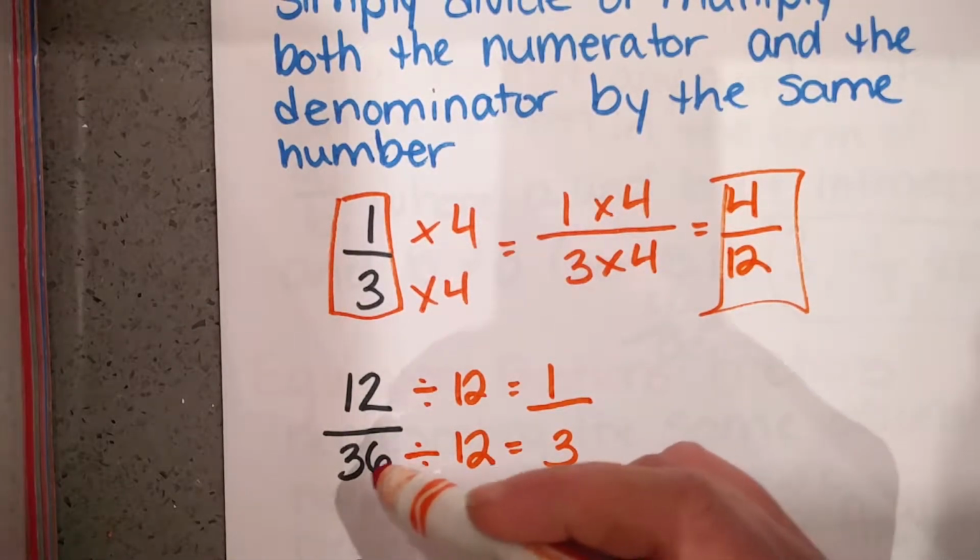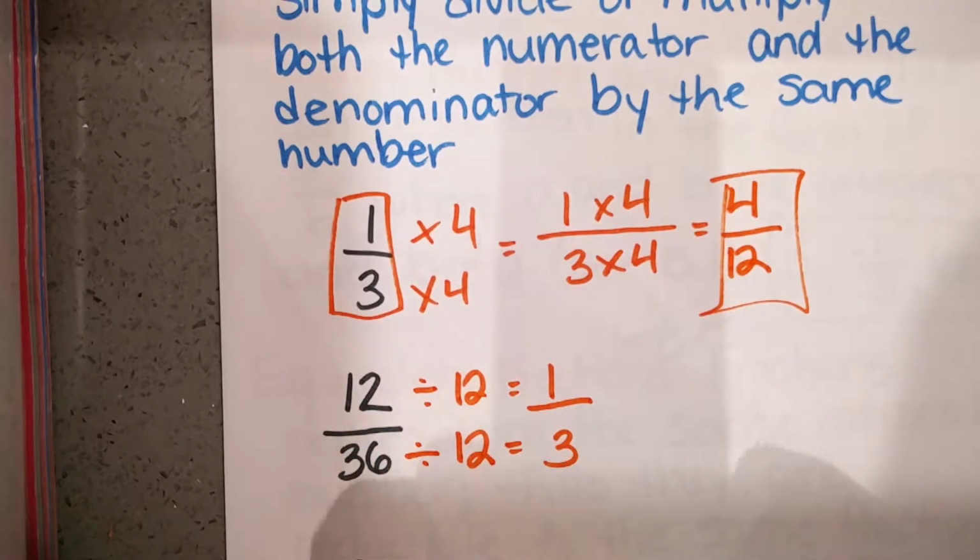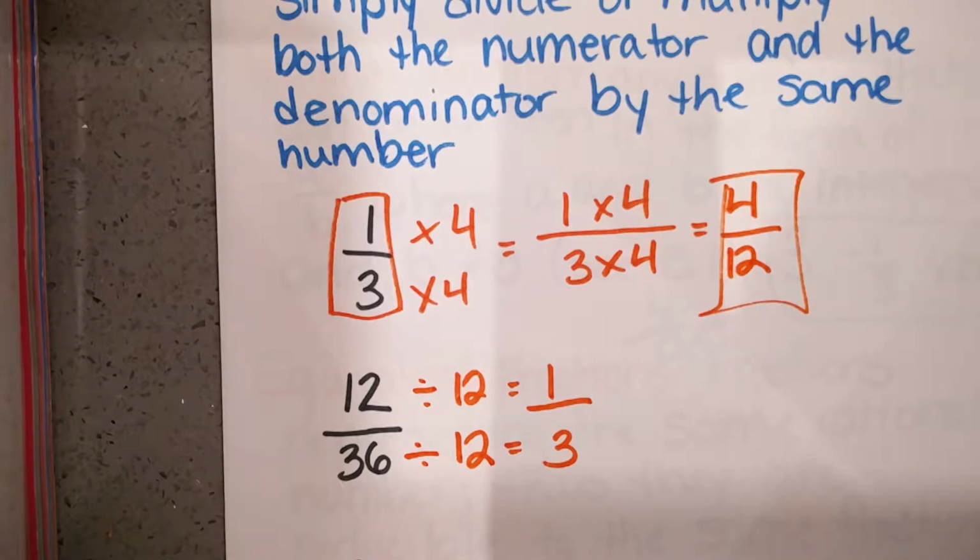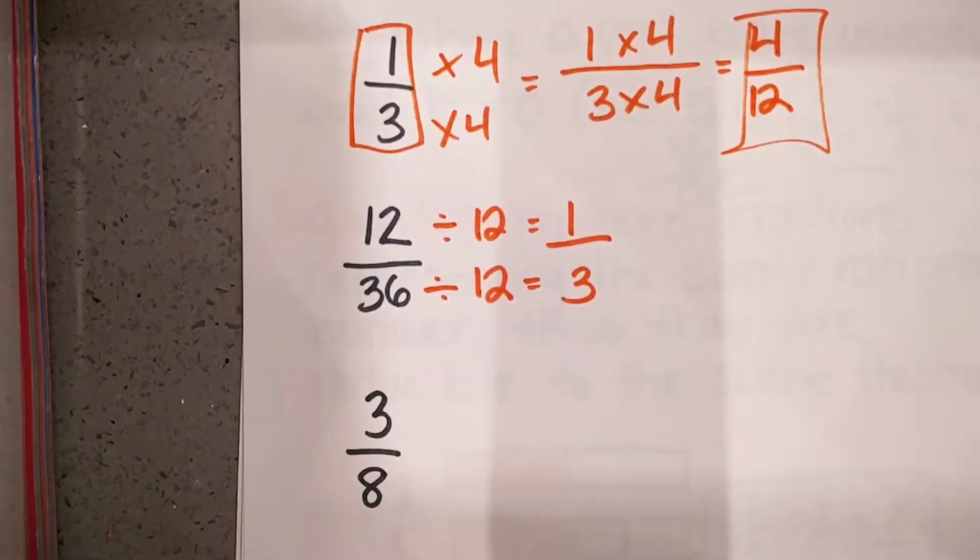Whether I cut my pizza into 36 pieces and have 12 of them, or I cut my pizza into 3 pieces and have 1 of them, I'm still having the same amount of pizza. These are equivalent fractions. They represent the same amount. The next one I have is 3/8.